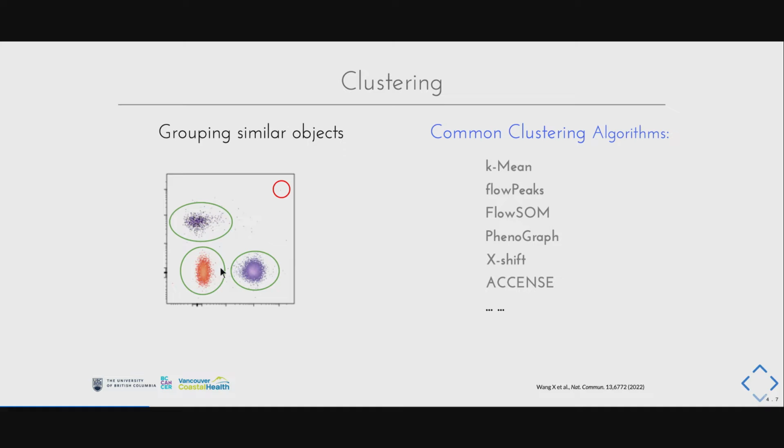Manual gating can be considered a form of clustering analysis. Our brain automatically identifies cell groups from these 2D plots. However, for higher dimensional data, clustering algorithms are necessary.